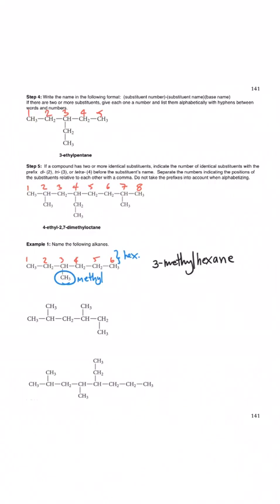Okay, so the second one, let's find the longest chain again. So 1, 2, 3, 4, 5. Should I stop here? Well, it's attached to here. So this would be the longest, right? So 1, 2, 3, 4, 5, 6. That would give you the longest. Therefore, the longest chain doesn't have to be a straight line like what you observe, right?